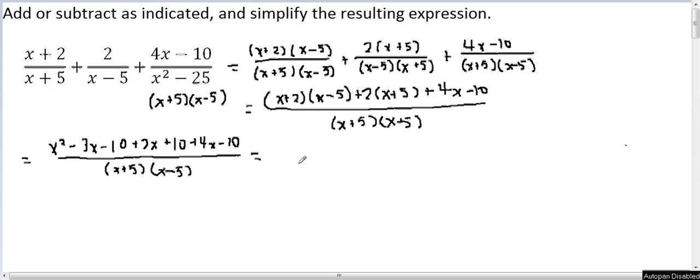Now we can combine the like terms in the numerator. x squared, or the quadratic term, appears only once, so we'll go ahead and copy x squared. Next, we look for the linear terms, and we get minus 3x plus 2x and plus 4x. So minus 3 plus 2 plus 4, 2 plus 4 is 6, and 6 minus 3 is 3. So we get 3x. And finally, for the constant terms, we have minus 10 plus 10 and minus 10. So minus 10 plus 10 will cancel out, and we'll be left with minus 10. Then once again, we copy the denominator.